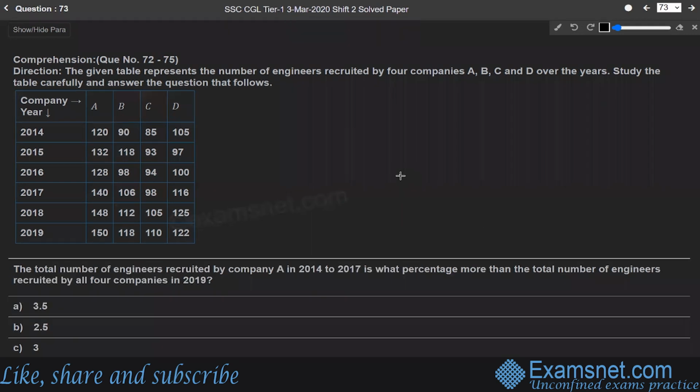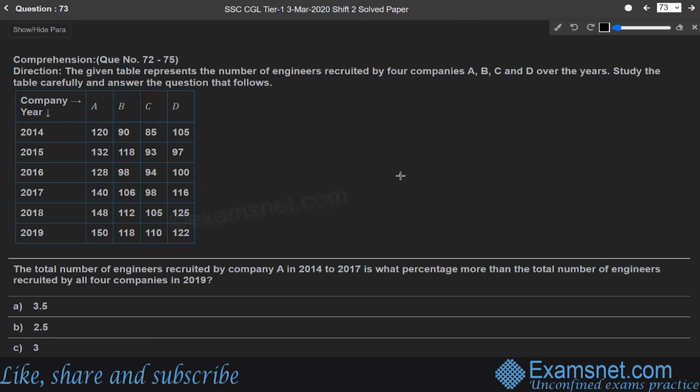Next part of the question is the total number of engineers recruited by company A in the year 2014 to 2017 is what percentage more than the total number of engineers recruited by all the 4 companies in the year 2019. Means we have to find that the total number of engineers recruited by company A from 2014 to 2017 is what percentage more than the number of engineers recruited by all the other companies in 2019.